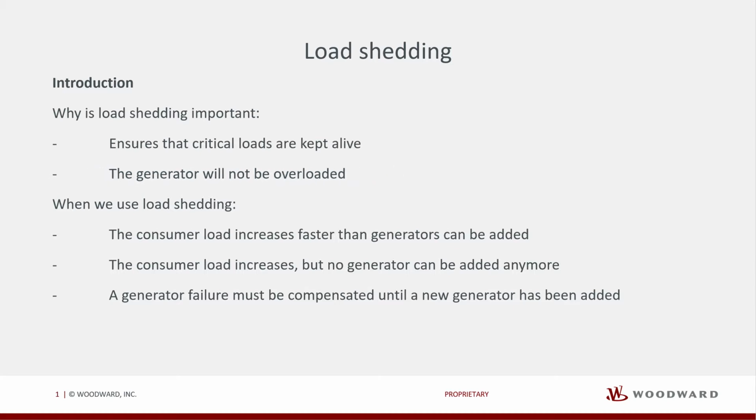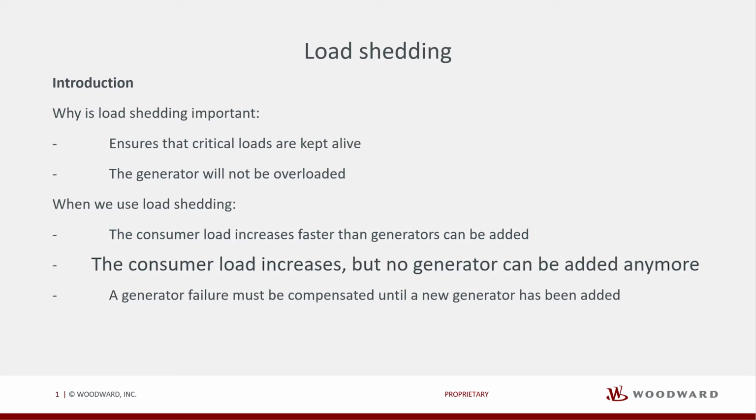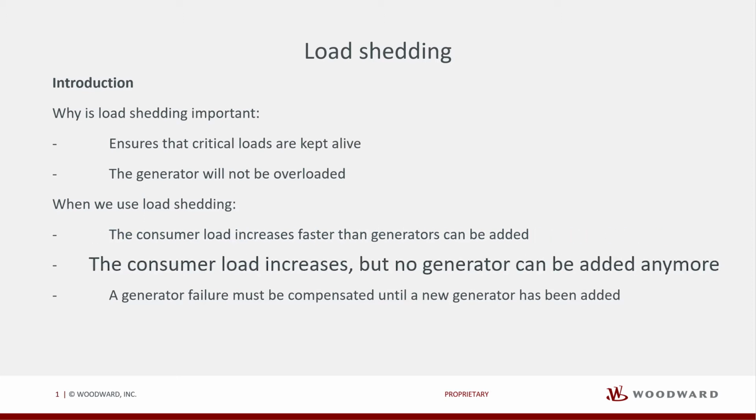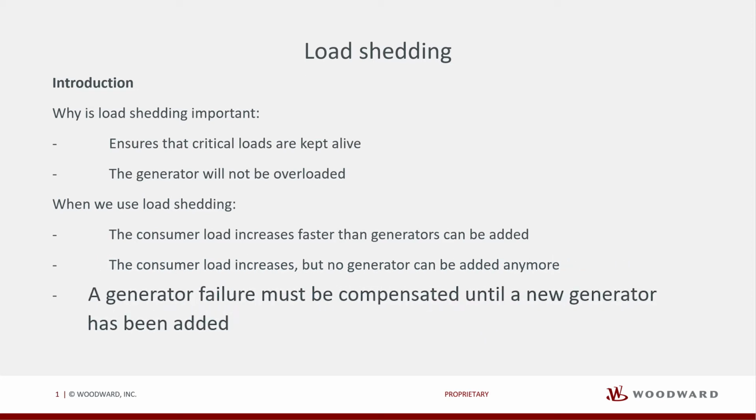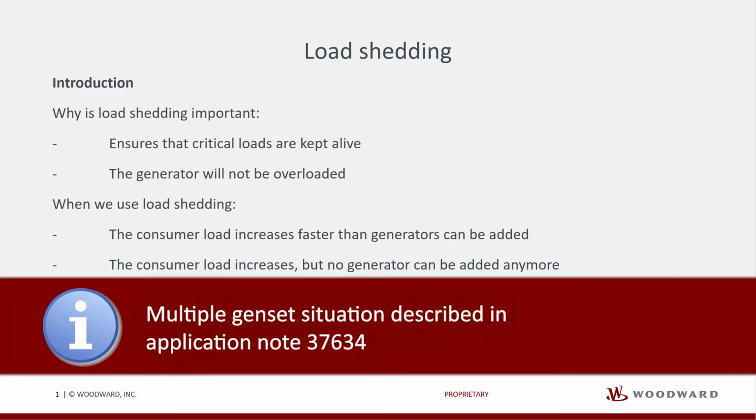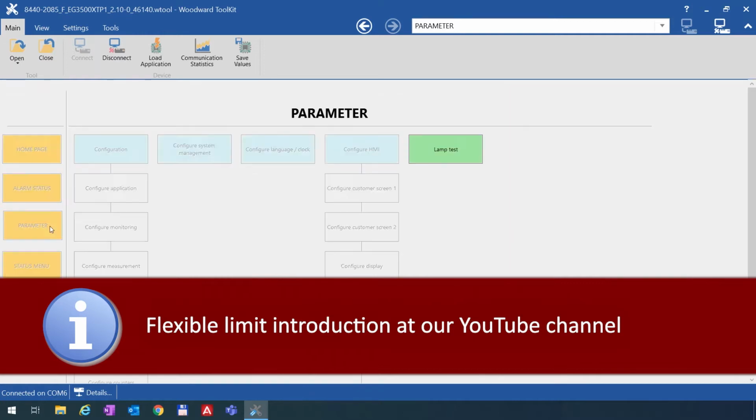We use load shedding in these typical scenarios. The consumer load increases faster than generators can be added. The consumer load increases, but no generator can be added anymore. A generator failure must be compensated until a new generator has been added. In this video, we will show you a use case with two load shedding points working in one generator as an example. Okay, let's see how to configure load shedding.